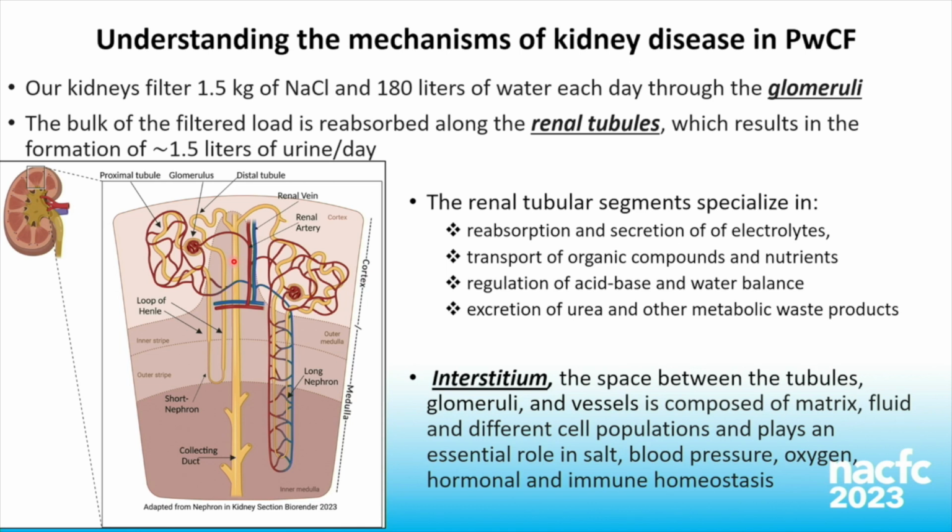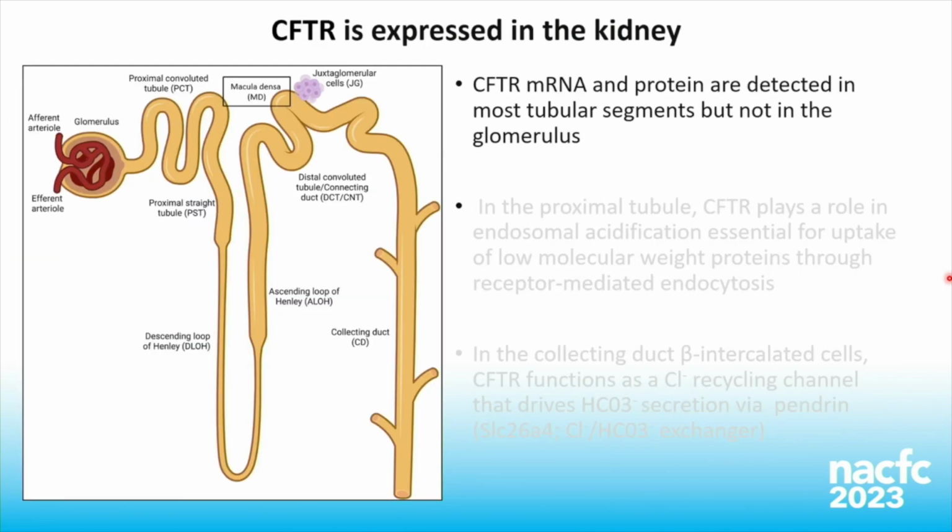Within those renal tubules, a lot of things happen. You get resorption, secretion of a lot of organic compounds. You get regulation of acid-base status. You get excretion of metabolic waste products. But most importantly, you have the maintenance of key electrolytes like chloride and water. And where does CFTR play a role in all of this? Well, we see that in both humans and mouse models, CFTR is robustly expressed throughout the renal tubules. We have an example of one here.